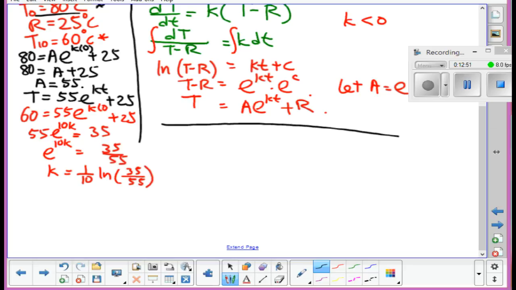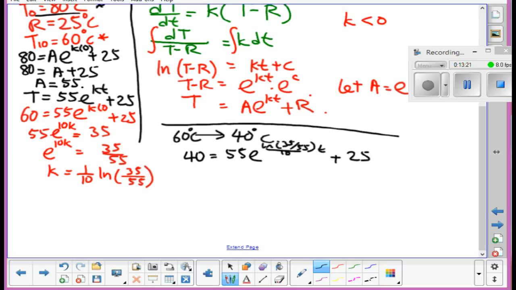All right, and now we want to find how long it takes for 60 degrees Celsius to go down to 40 degrees Celsius. So now we're going to put 40 equal to A, which is 55, e to the power of k, where k now is natural log of 35 over 55 divided by 10, times t, which is unknown, plus 25. So we will have e to the power of natural log of 35 over 55 times t over 10 is equal to 40 minus 25 divided by 55, which is 15 over 55.